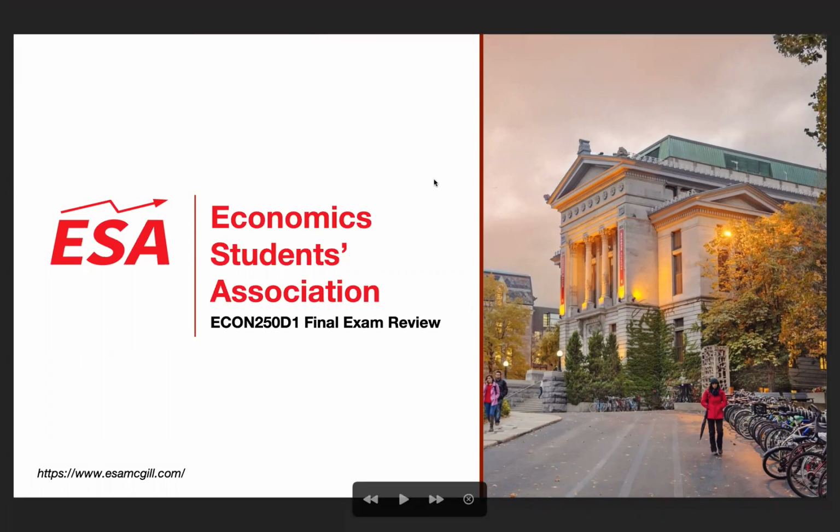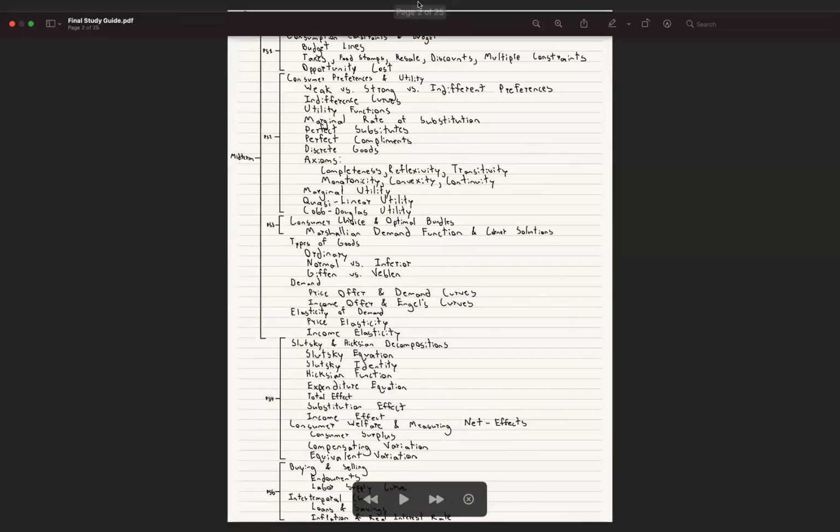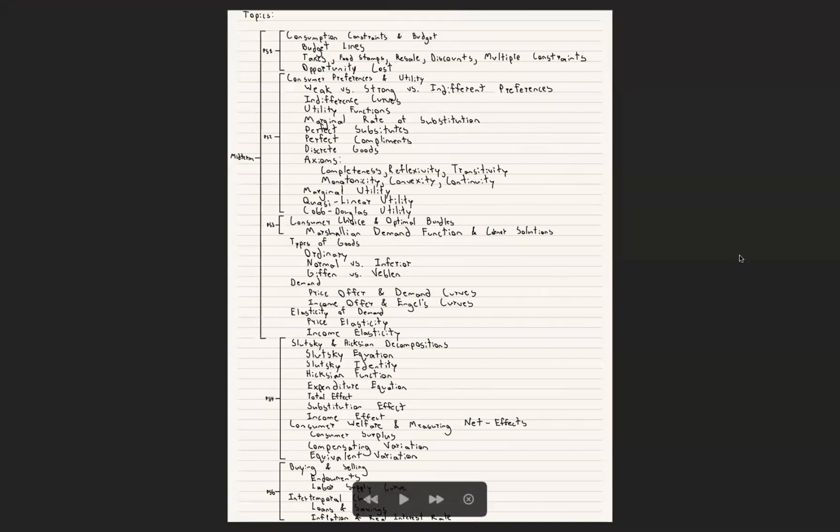So the first thing we are going to start with, if someone could just let me know that you can in fact see this before I get going. We're just going to briefly graze over all of the topics that we'll cover today. Perfect, thank you. So we will start with consumption constraints and your budget lines. And of course, we'll go through some examples there regarding taxes, food stamps, resale discounts, multiple constraints, which of course can be a multiple variety of constraints. And then of course, opportunity cost.